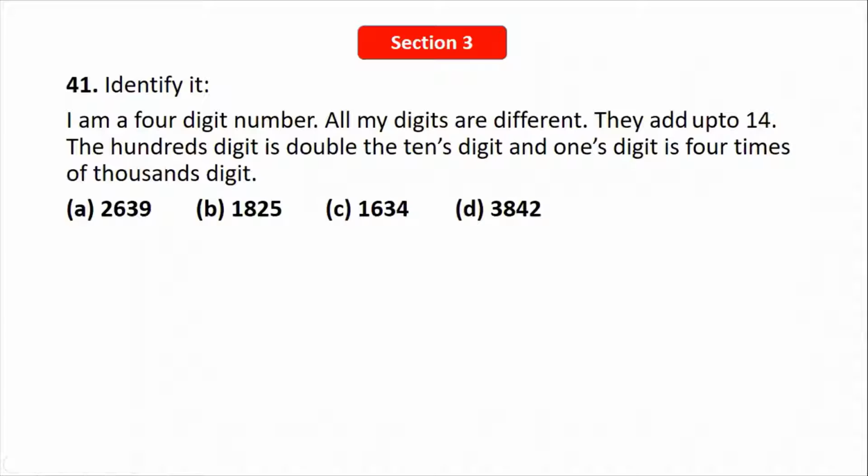I am a 4-digit number. All my digits are different. They add up to 14. The hundredth digit is double the tenth digit and one's digit is 4 times the thousandth digit. So we'll draw 4 lines for the 4 digits.